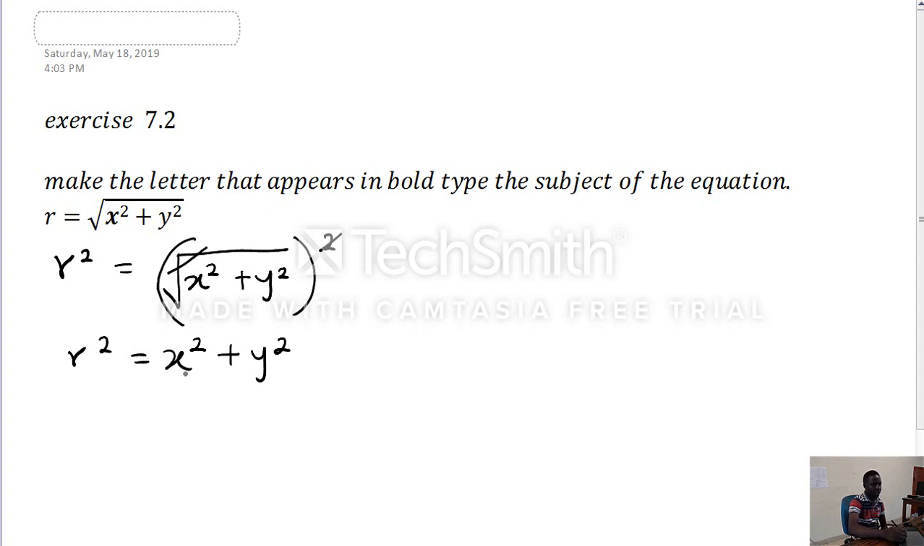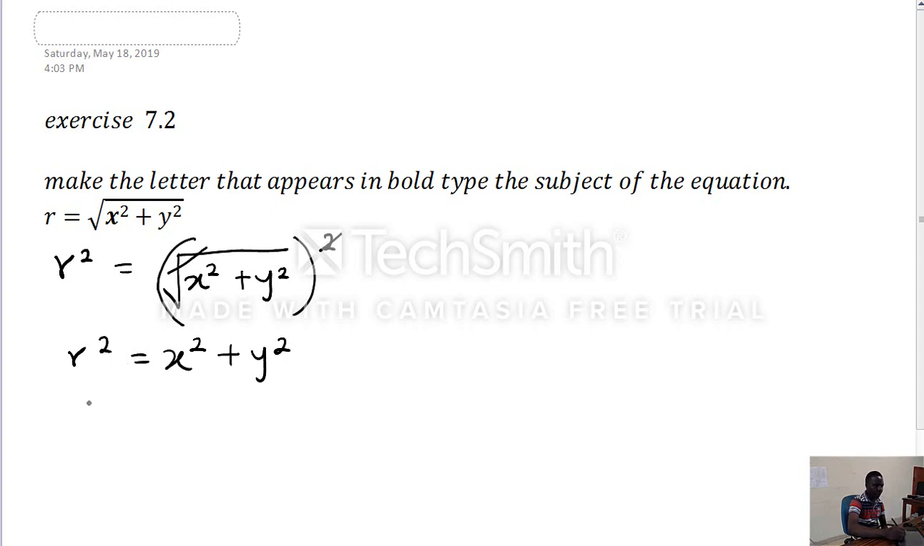Our focus is on x. What I'm going to do is to subtract y squared from both sides. And why do I subtract y squared? Because y squared has been added to this side, to the right hand side. So I will subtract y squared from both sides. Whatever operation you are carrying out, whatever you are doing to an equation, whatever you do to one side, you do to the other side. Otherwise, that equation will not be balanced.